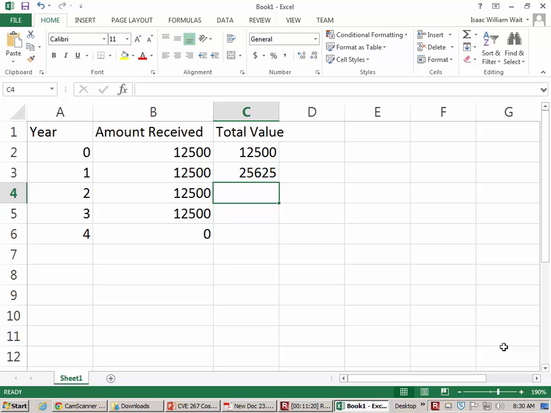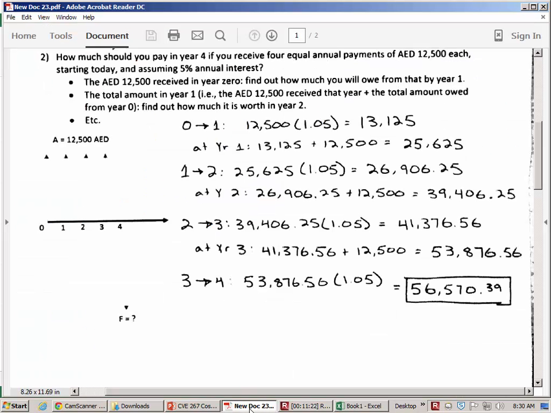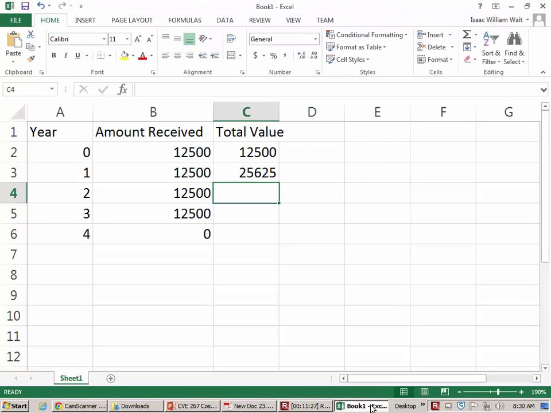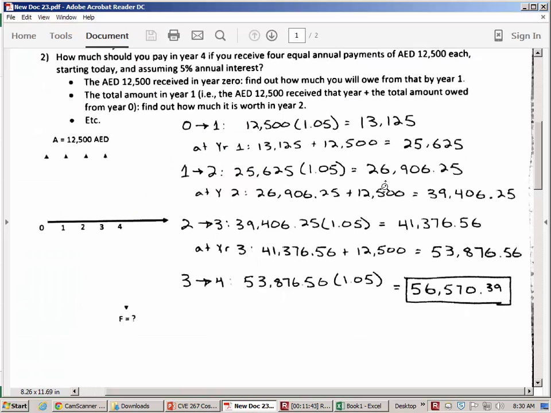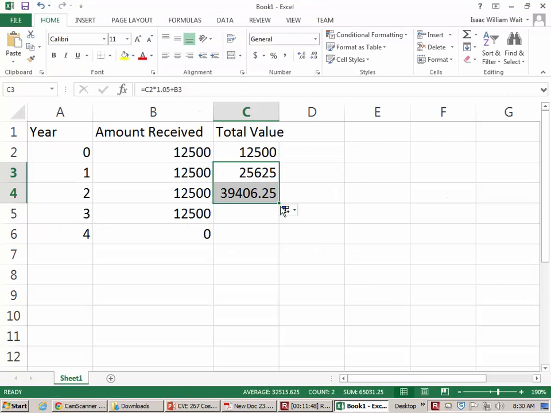Okay? And 25,625, let's see if that's the same thing. 25,625. Okay, so far so good. And the beautiful thing about Excel is that once you type a formula, you don't have to type it over and over again. You can just drag it down. I think many of you have already seen the feature where here in the corner, if you just drag it down, so 39,406, let's see if that matches. 39,406, good. Okay, well, we're on a roll. Let's try again. 53,876.